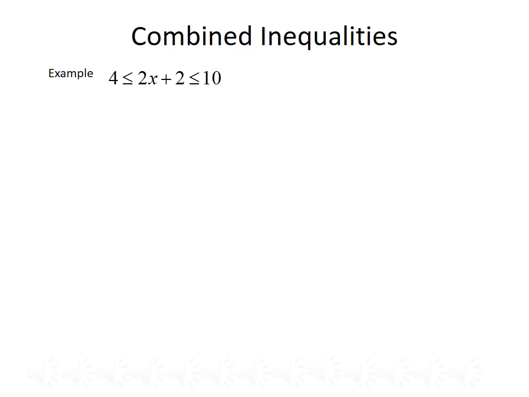Now let's take a look at combined inequalities. This is where we have two inequalities written in the same expression. So for example, 4 is less than or equal to 2x plus 2, which is less than or equal to 10. To solve a combined inequality, we can break it up into two problems. First, 4 is less than or equal to 2x plus 2, and secondly, 2x plus 2 is less than or equal to 10. We can solve these two inequalities separately and then combine our answer.